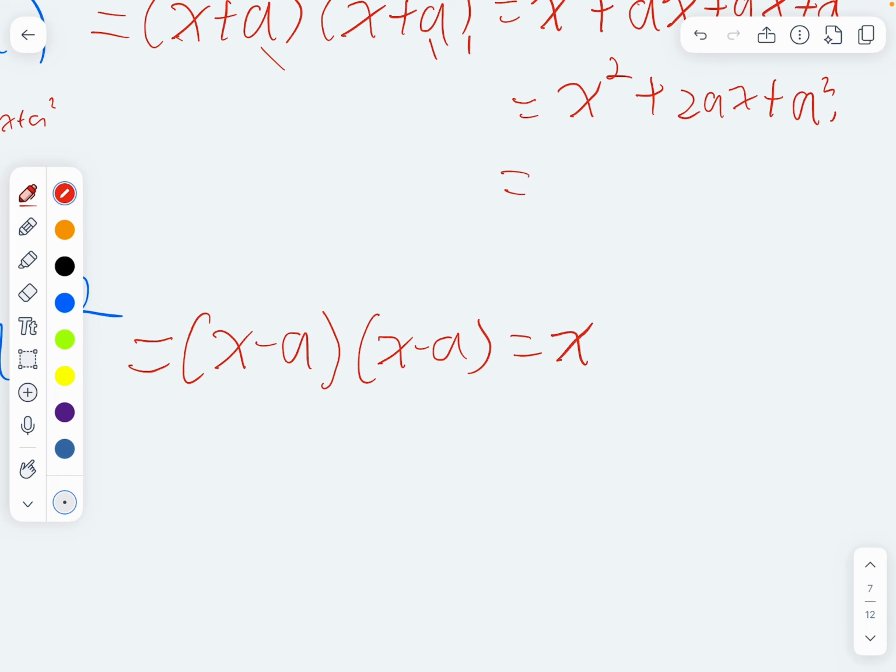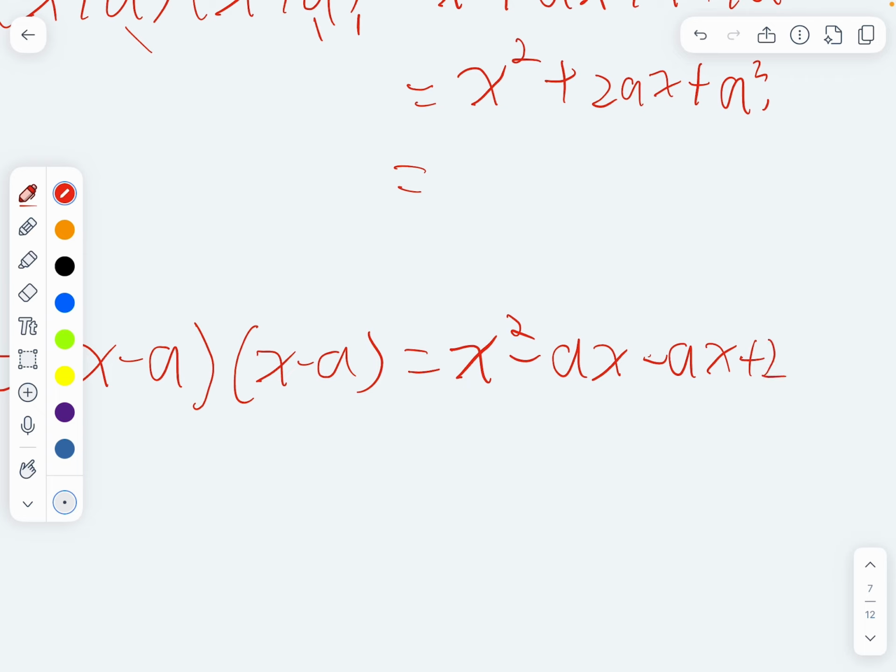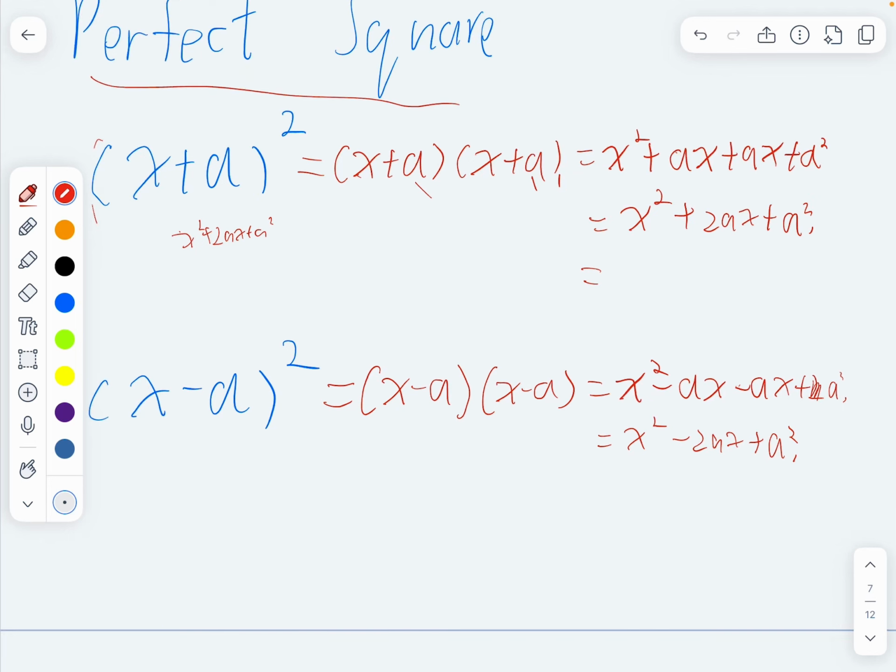So the first term is x squared, the second term is negative 2a times x, so the third one is still a squared. The final way is times 2a. Simplify it to x squared minus 2ax. So now we can get the binomial theorem.